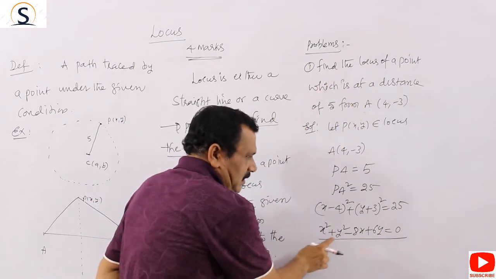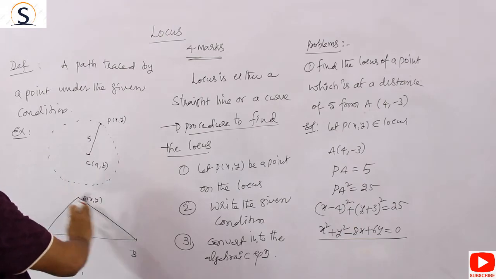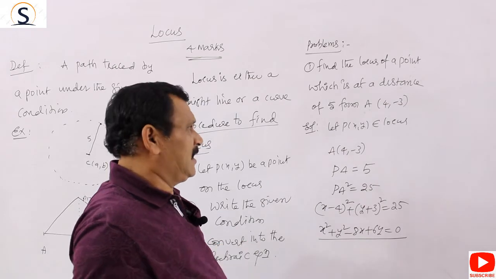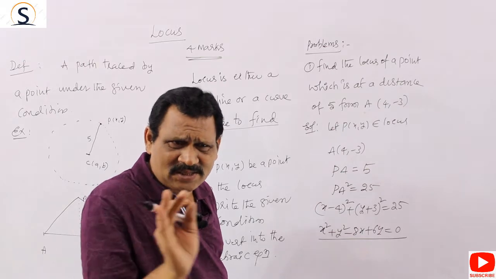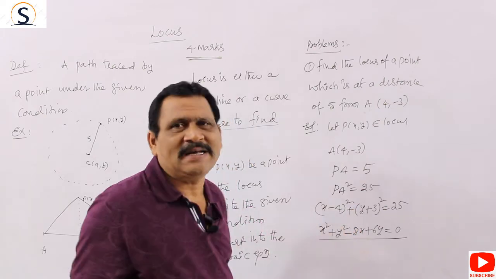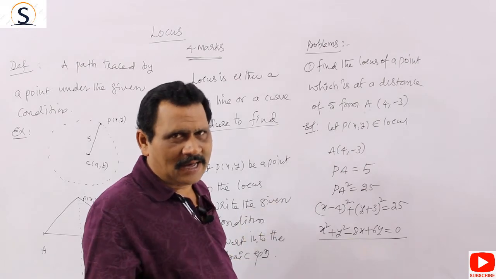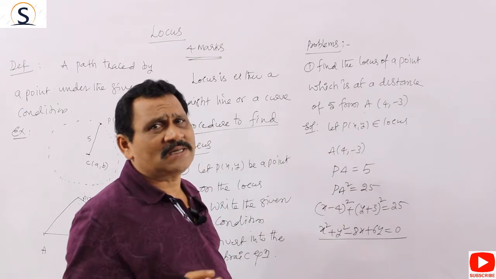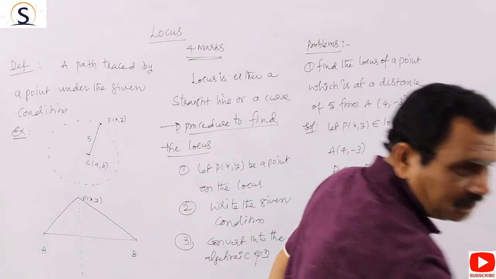That means what? I told you, this is the locus of the point P, and this is a circle here. This is also a circle equation, locus. So don't worry whether it is a circle or a straight line or ellipse or hyperbola, whatever it is, it is a curve. And if you get a linear equation in terms of x and y, it represents a straight line. So either a straight line or a curve, right? He is not asking whether it is a curve or a straight line. Simply find the locus of the point using the given condition. We'll see some more problems.